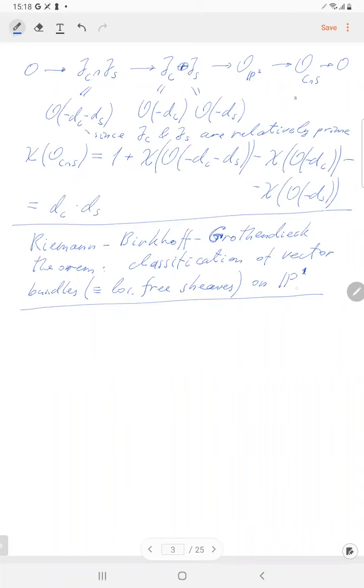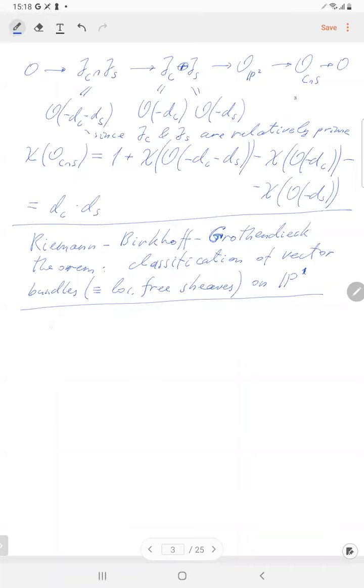Okay, but in this simplest case, the answer is also simple. And it was, in a sense, obtained by Riemann, and then from another point of view by Birkhoff, and then Grothendieck in 1957 gave a very, very elementary and simple proof. And this I will explain now. Maybe, well, let me say only one word. Why is it called Riemann-Birkhoff?